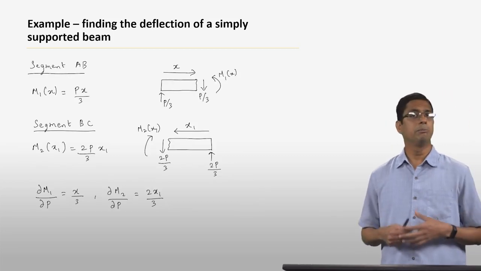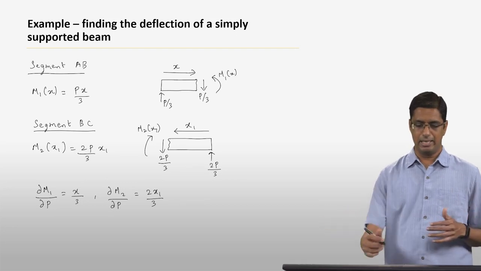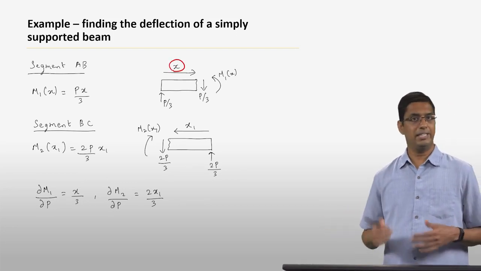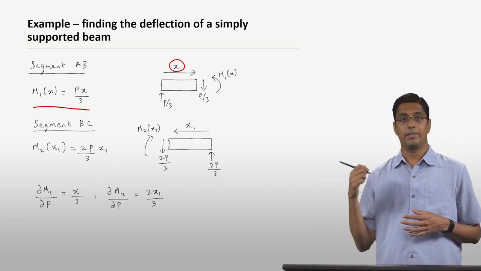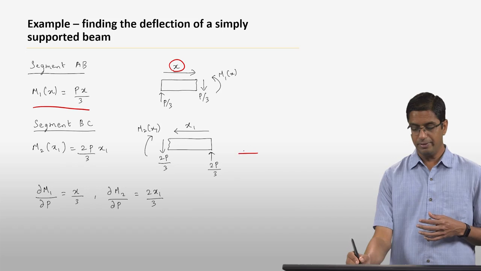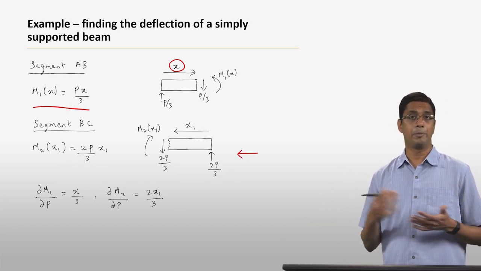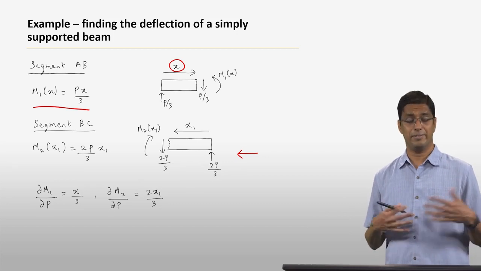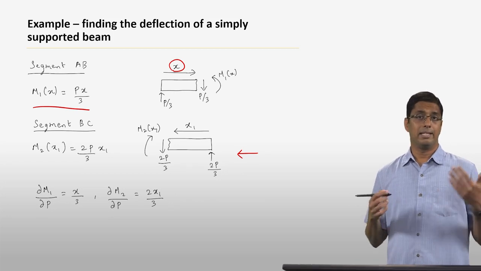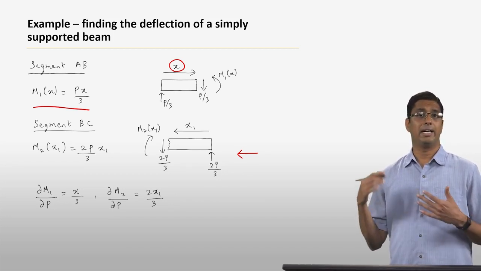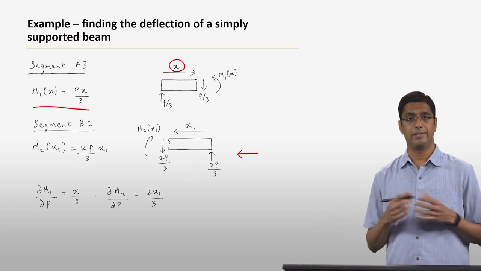Now, once you do that, we use the exact same method. We take a section between A and B, and the x goes from left to right. You find what m1 of x is. That is nothing but Px over 3. For the segment BC, we go from right to left, and we define x1 to be going from right to left. So m2 of x also comes to be very trivial. It's 2P over 3 times x1. Then del m1 by del P is x over 3, and del m2 by del P is 2x1 over 3. So it's actually very, very simple.